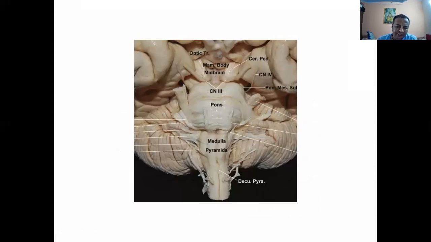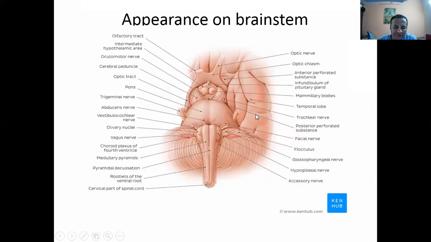This is how brainstem anterior aspect looks like. So you can see the third nerve coming out from the side of the crus and the fourth nerve coming out from the lateral aspect of the brainstem, third nerve coming out of the medial aspect of the brainstem, sixth nerve coming out at the junction of pons and medulla along with the seventh and the eighth nerve. So appearance on the brainstem, you can see the third nerve coming from the medial side of the crus, fourth nerve coming from the lateral side of the crus, sixth nerve at the junction of pons and medulla.